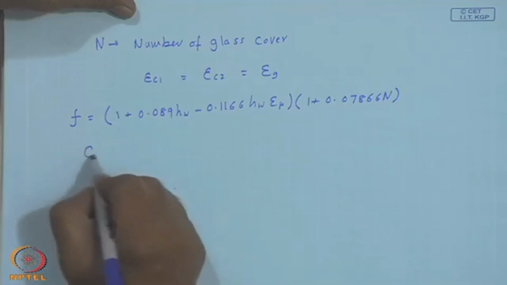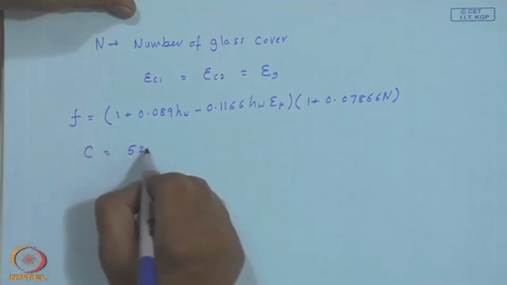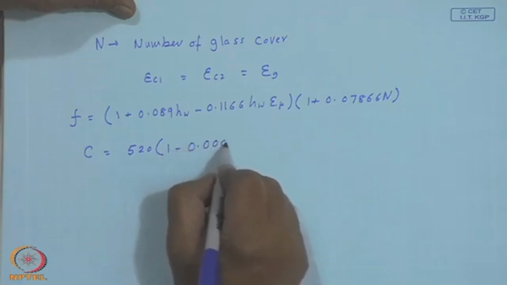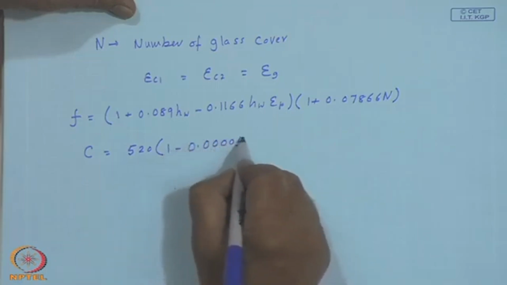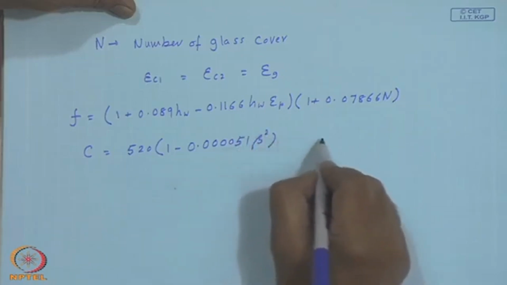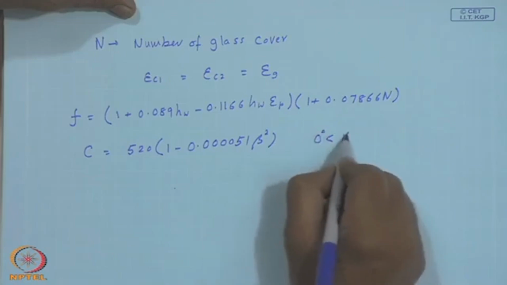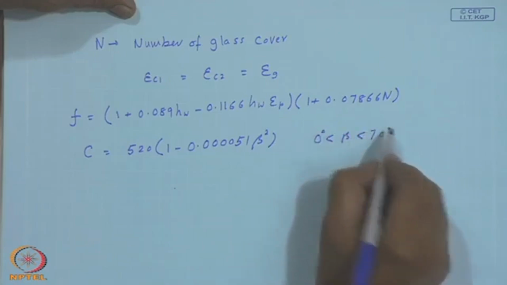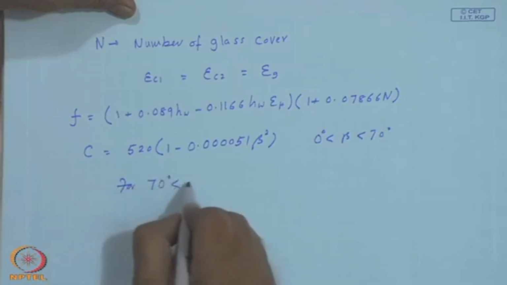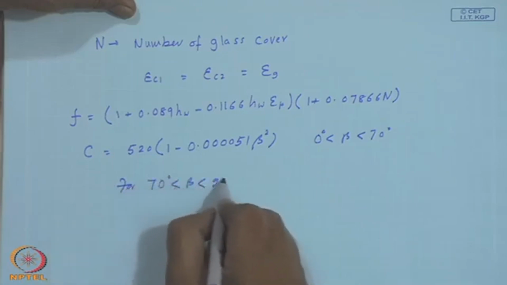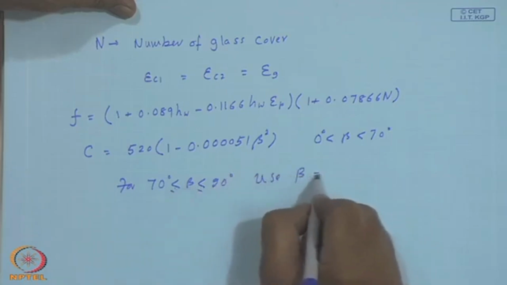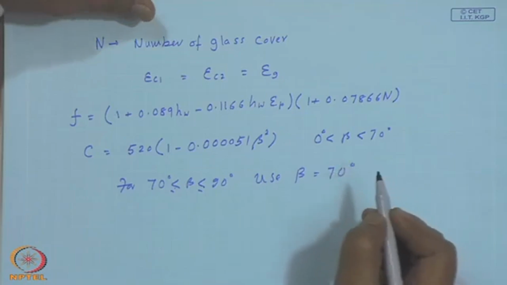Then the constant C is 520 into 1 minus 0.4051 beta square, and this is for 0 less than beta less than 70 degrees, and for 70 degrees less than beta less than 90 degrees use beta equal to 70 degrees.